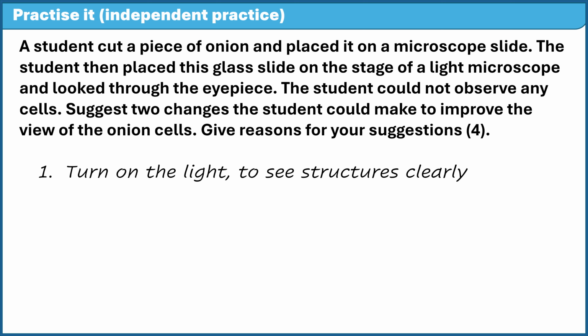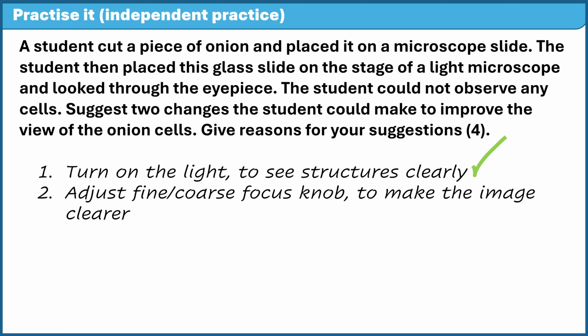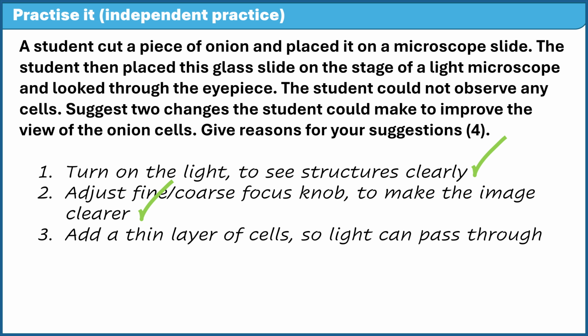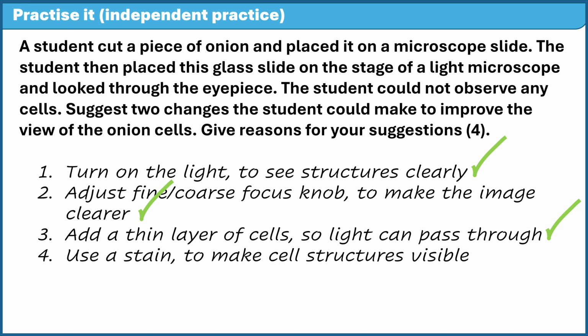So the first mark is for saying turn on the light, and the linked 2nd mark to that is to see the structures clearly. So if you say this sentence, you can be awarded 2 marks. Similarly, you can also be awarded 1 mark for saying adjust the fine or coarse focus knob, and another mark for saying to make the image clearer or to improve the resolution. You can also get another mark for saying add a thin layer of cells, and the linked mark for this is so light can pass through. So that sentence would be another 2 marks.